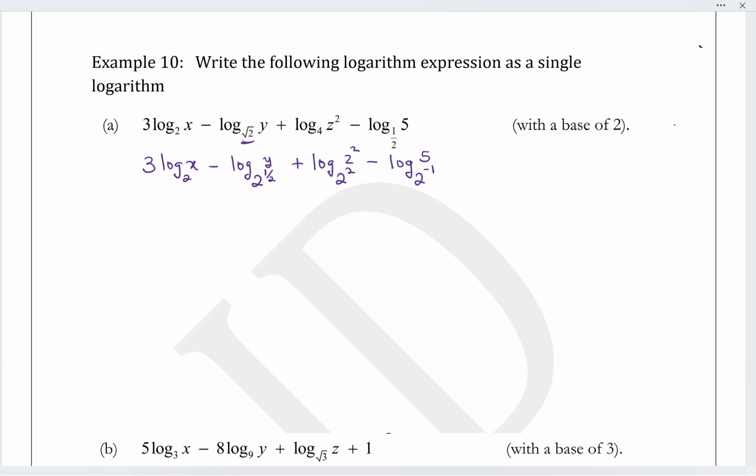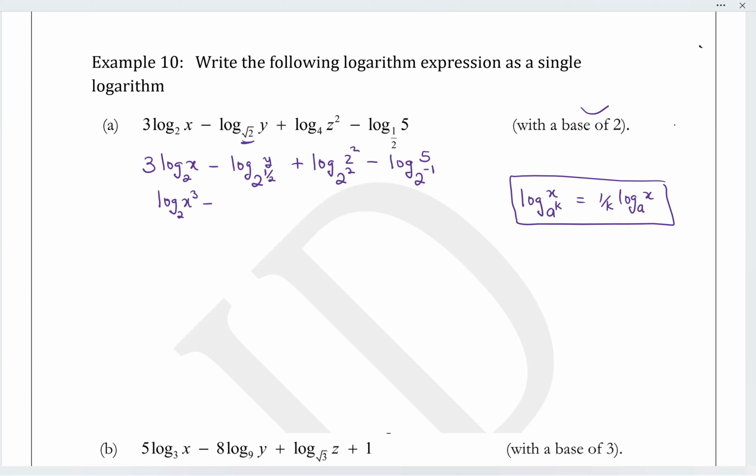Now, because of this property, we can rearrange things. If you have log to base a^k of x, it's just 1 over k log of a of x. This is very important here, because we're asked to write it in base 2, as a single base. So here we can write these as log to base 2 of x to power 3 minus this. Now this will become 1 over k.